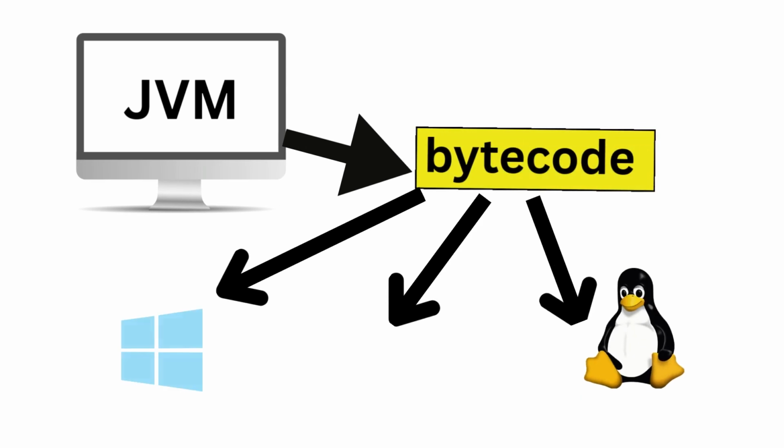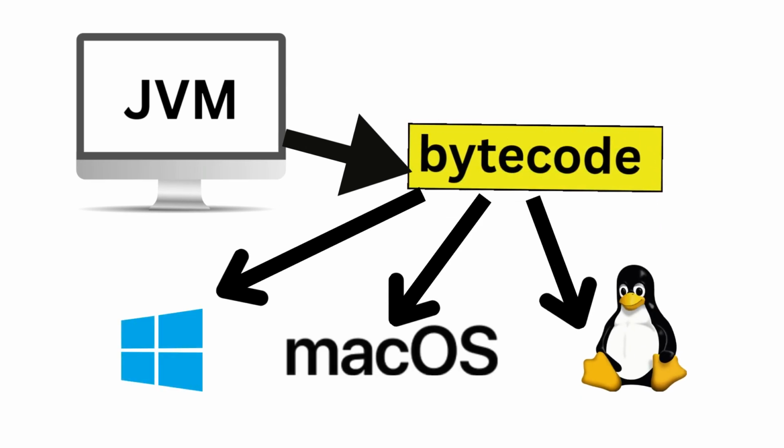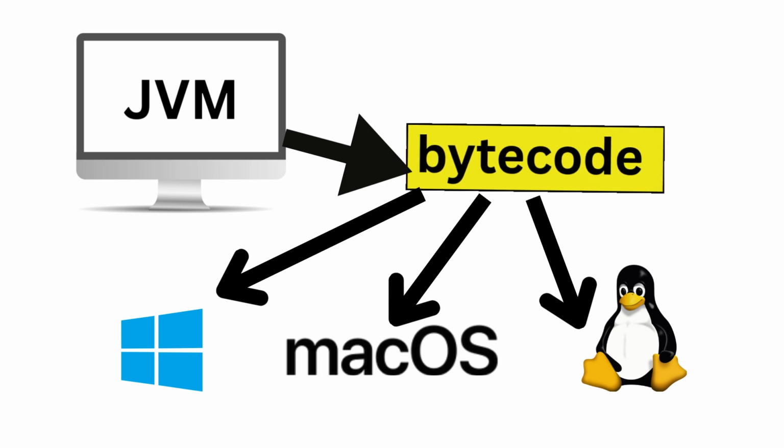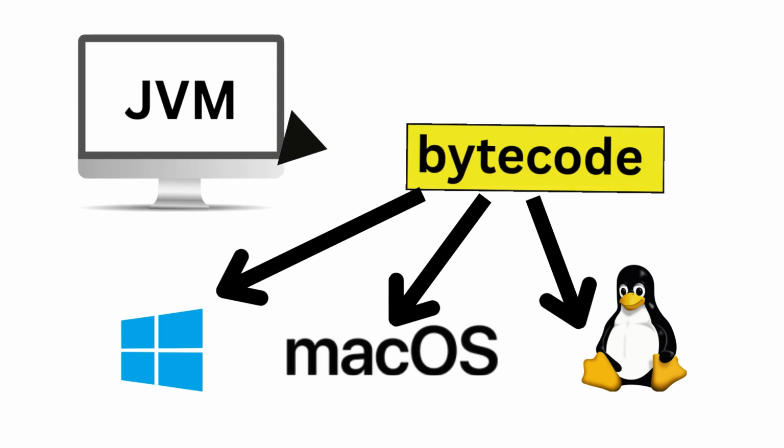The JVM is like a mini computer inside your computer. It takes the bytecode and runs it, no matter if you're on Windows, Mac, or Linux. It's got three main parts: the class loader, runtime data areas, and execution engine.